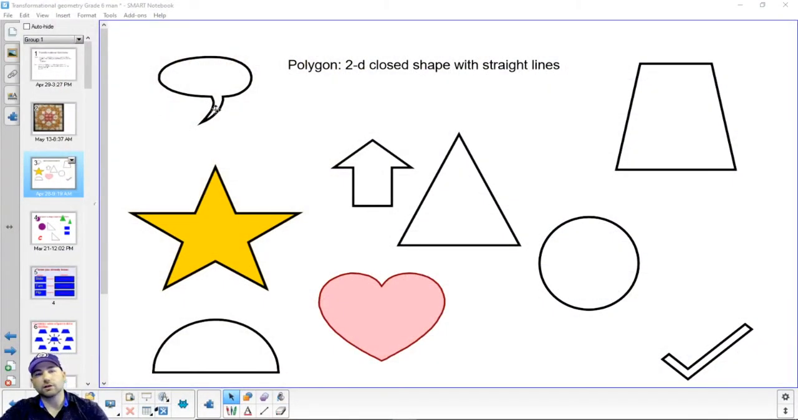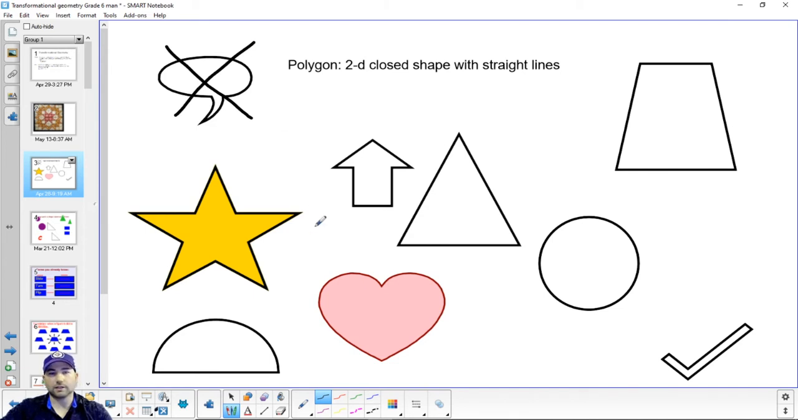Based off of that definition, which of these are polygons and which ones are not? I'm going to give a check mark to the ones that are and an X to the ones that are not. So is this a polygon? At home, you can say either yes or no in your head or out loud. If you said no, you are correct. That is not a polygon because it has curved lines. Is this a polygon? Yep, that is a polygon.